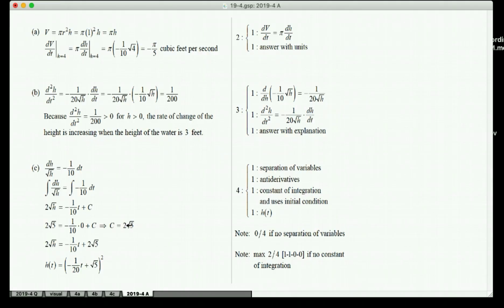And so you get 1 point for using the constant of integration and the initial condition and getting c to be 2 root 5, and then 1 point for solving for h of t.